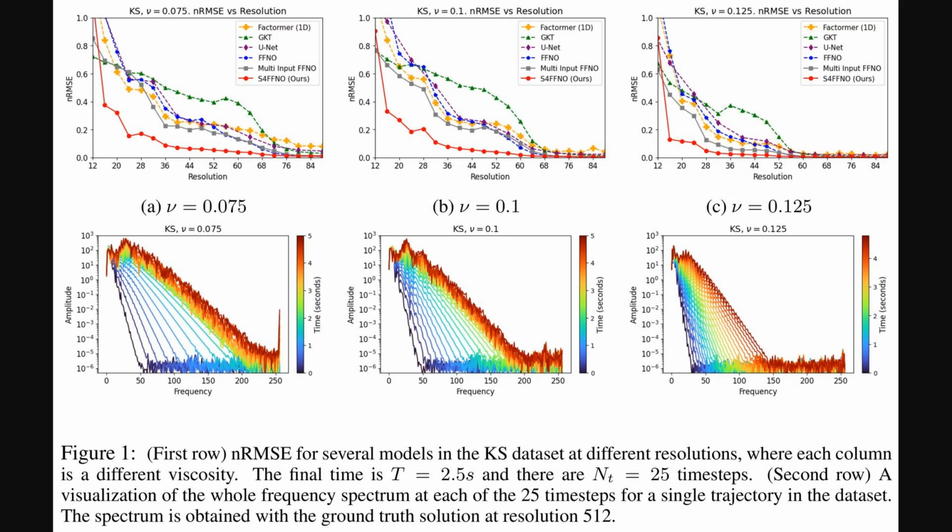Okay, so building on that, this figure really paints a clear picture. The top row shows several line graphs. Each graph plots the normalized root mean squared error against resolution for different models, tested on the Kuramoto-Sivashinsky equation. That's a complex type of partial differential equation, at various viscosities. Viscosity here influences how much fine detail or high-frequency content the solution has. Consistently, their S4FFNO model, shown in red, has the lowest error, especially when the resolution is poor. The bottom row visualizes the frequency spectrum, showing all the different wave components over time for these solutions, emphasizing the significant, high-frequency information that memory helps preserve.